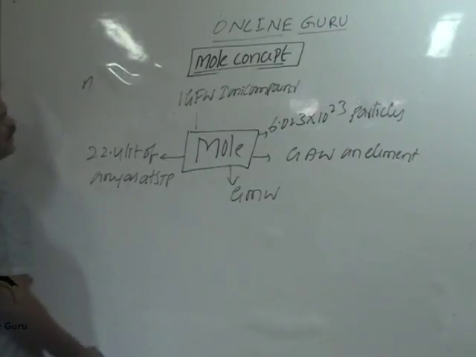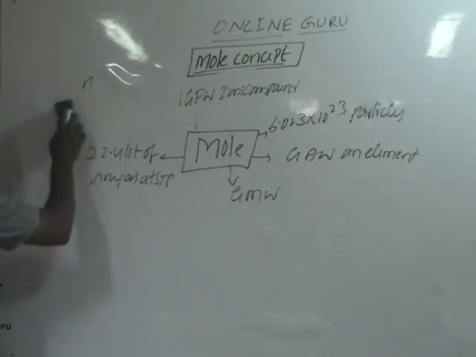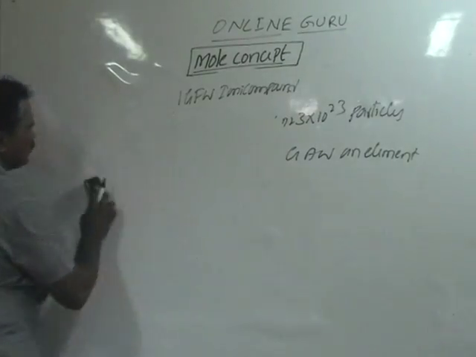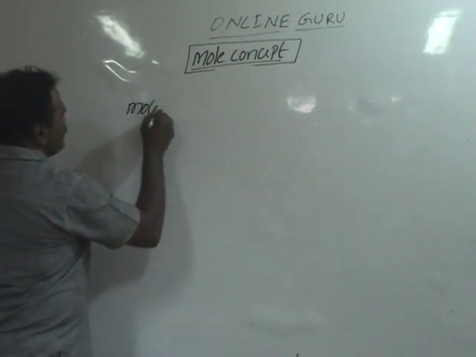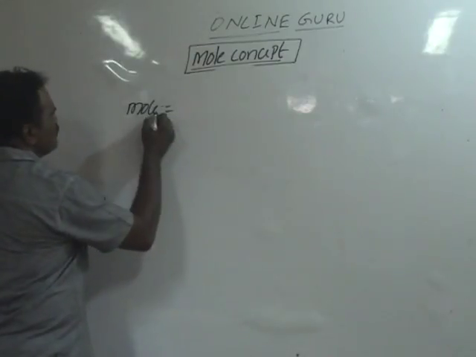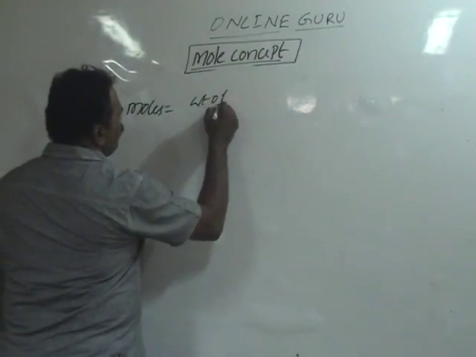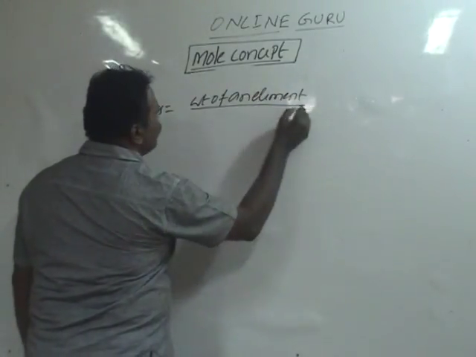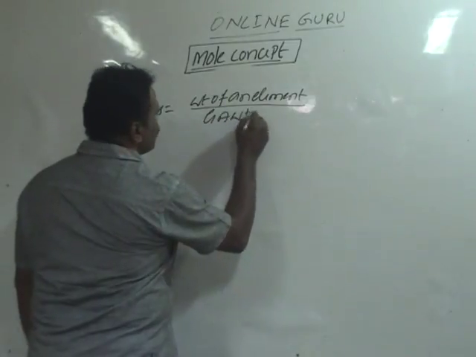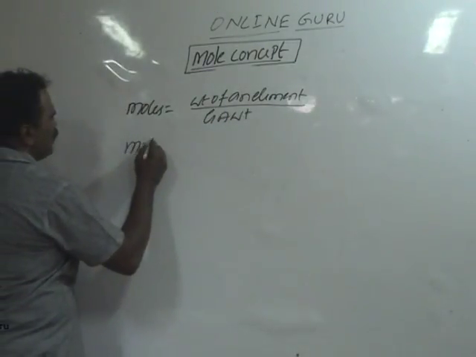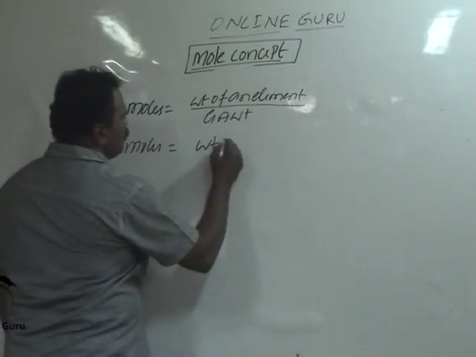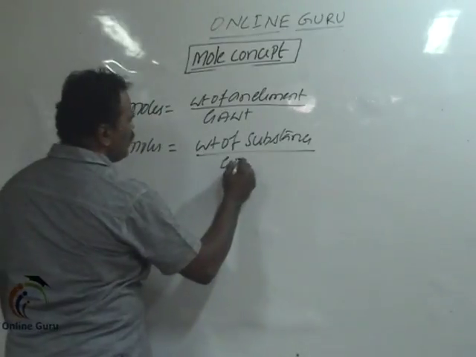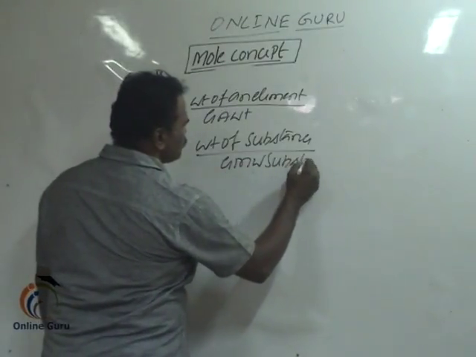So how can we explain the mole concept as per the concept-wise problem variations? Number of moles equals weight of an element divided by gram atomic weight, or number of moles equals weight of substance divided by gram molecular weight of the substance.